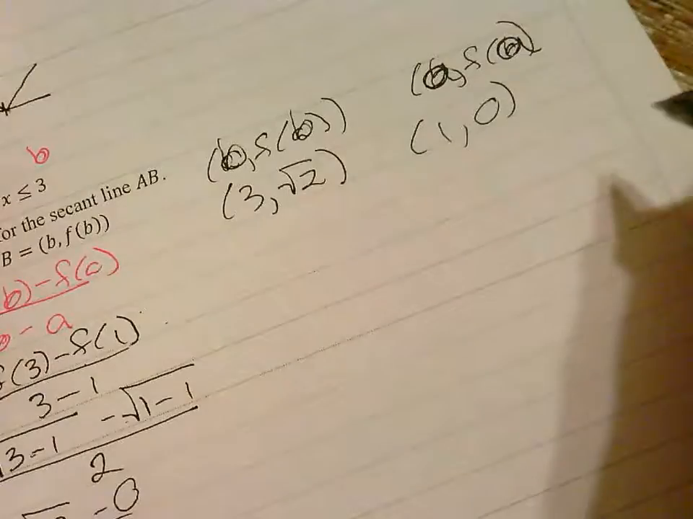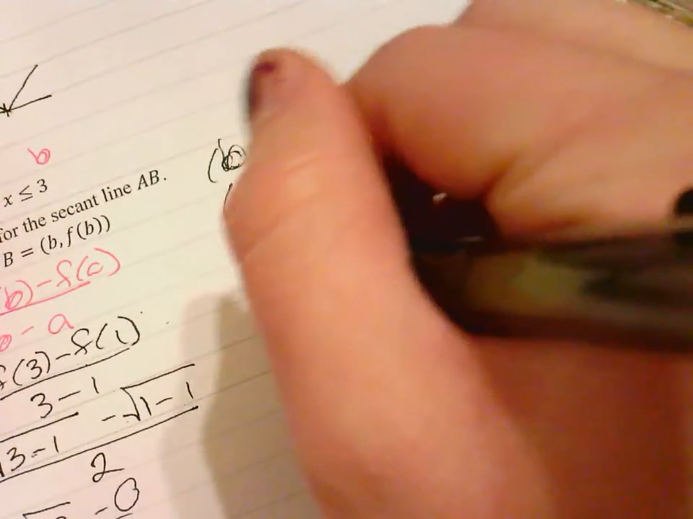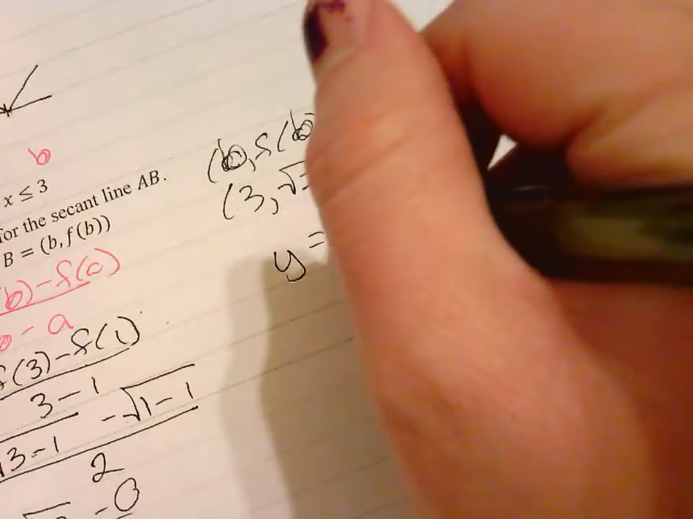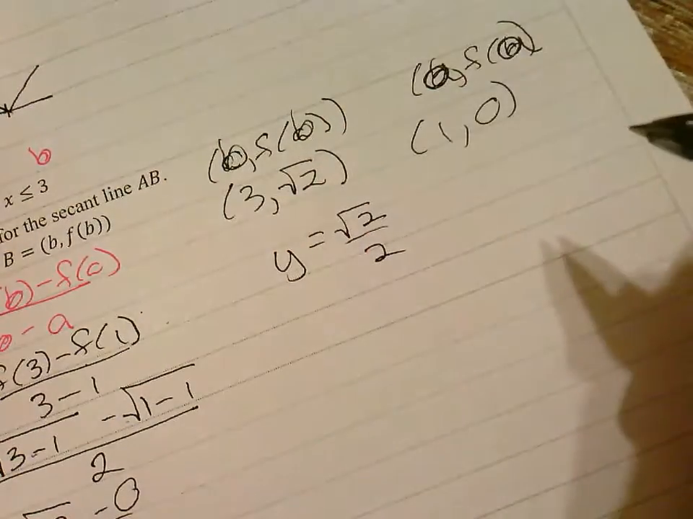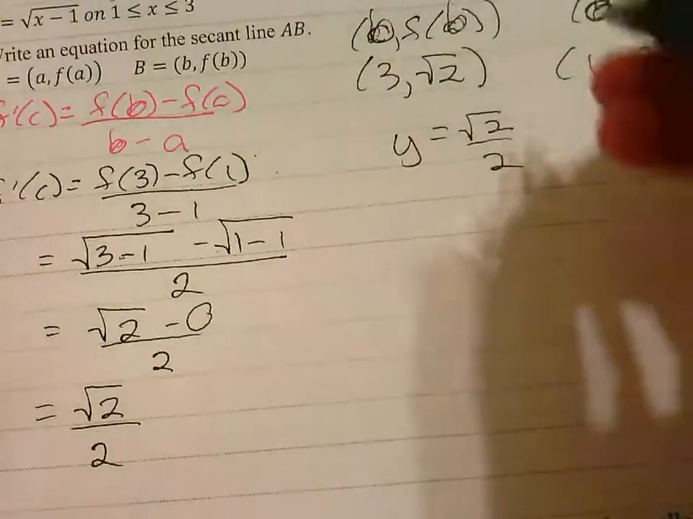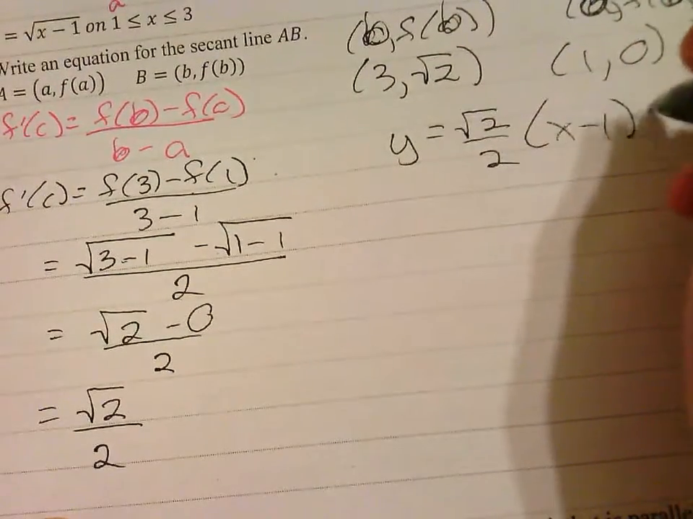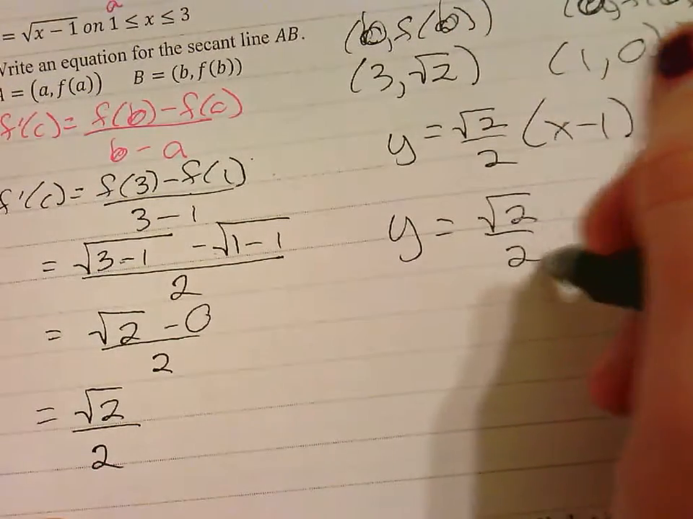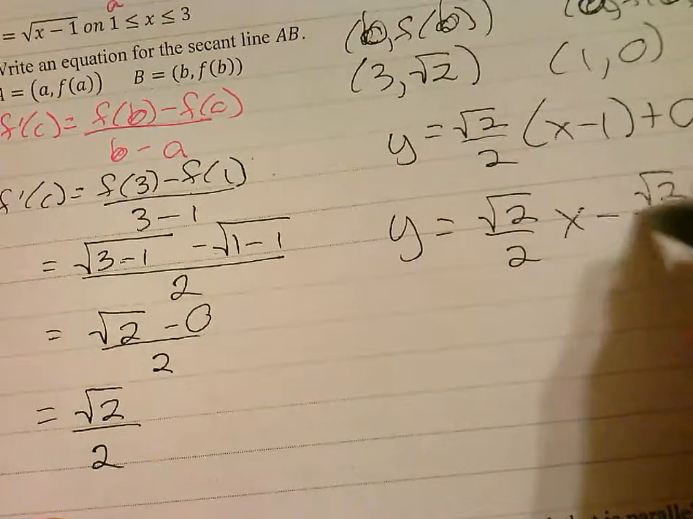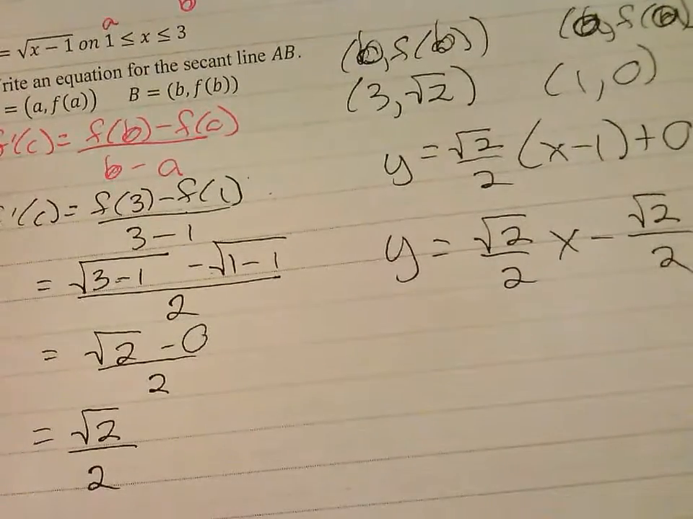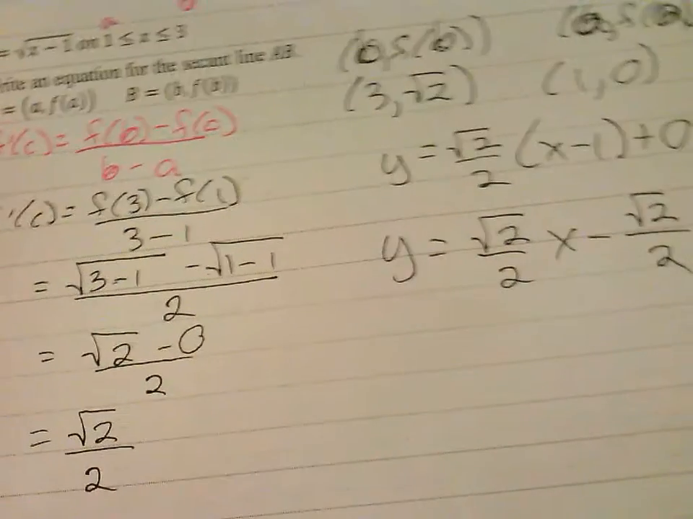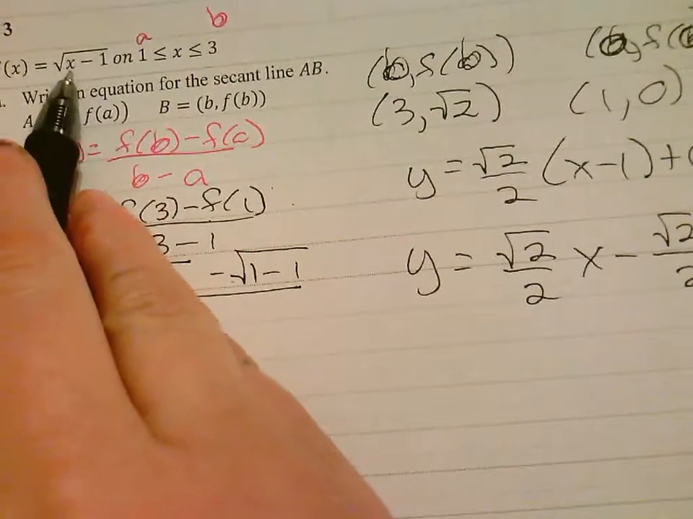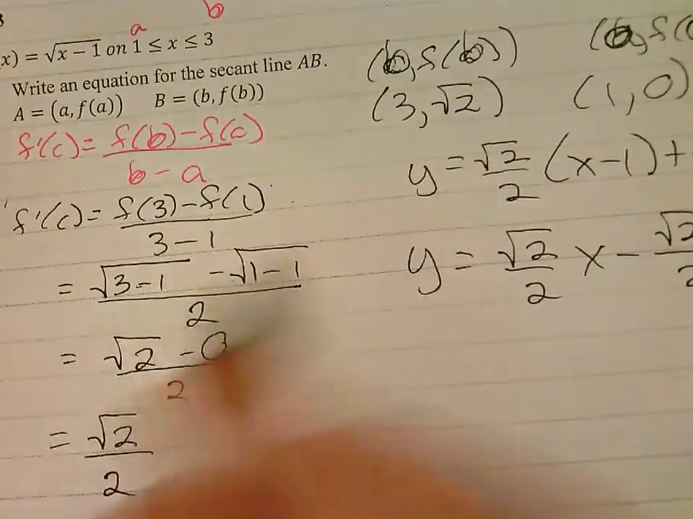So to find the secant line, y equals m, which is square root of 2 over 2, which is f prime of C, times x minus 1 plus 0. So you get y equals square root of 2 over 2 x minus square root of 2 over 2. Okay, so that's the equation of the secant line. So if I was drawing this graph, x minus 1 between these 2 points, I would have that.